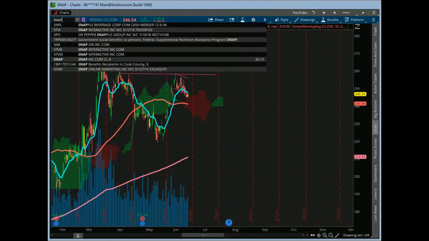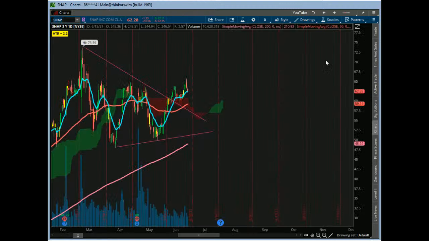And then Snap. So again, Snap back to the 80 MA right here. Let's see how that holds, right? Try to get out of the triangle breakout right here. Came back, retested, gave a little bit of a move.